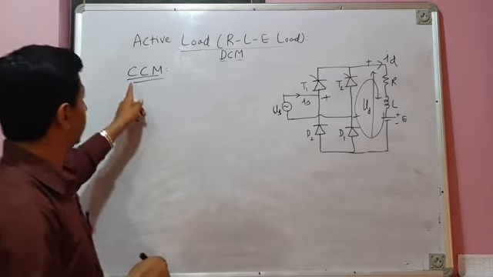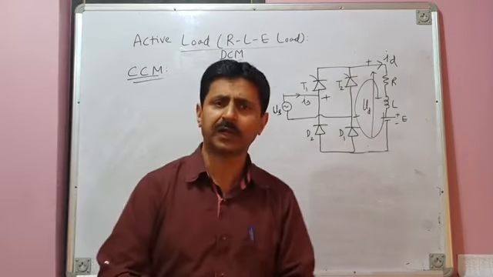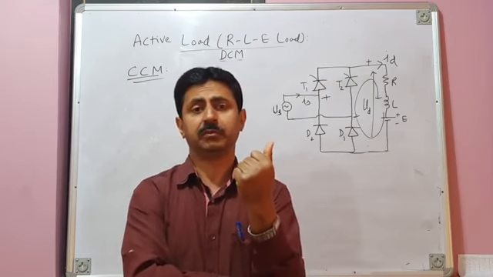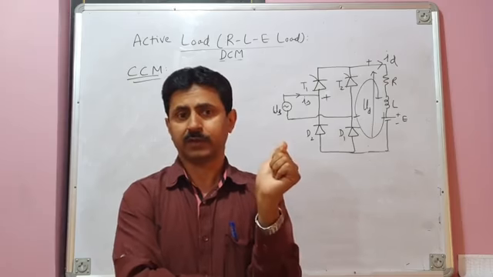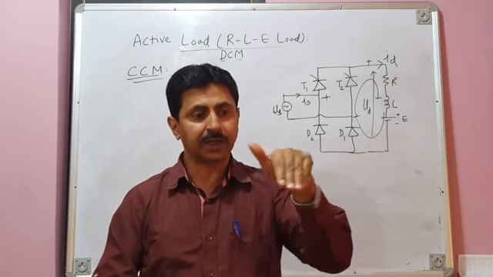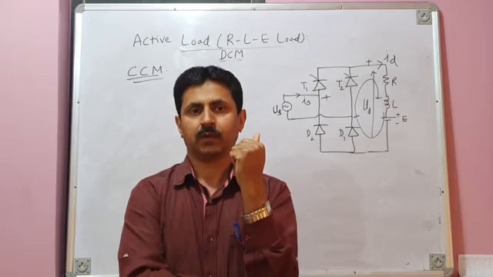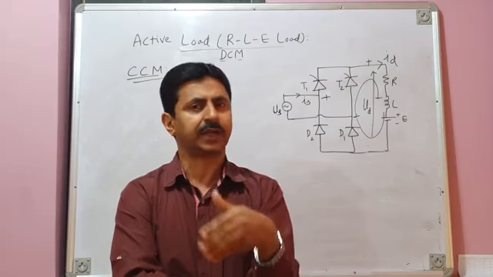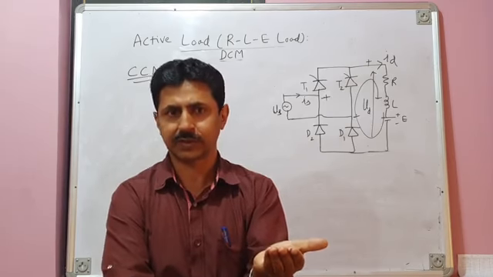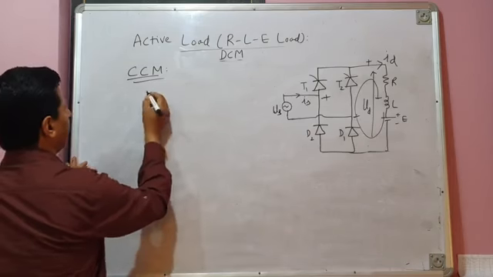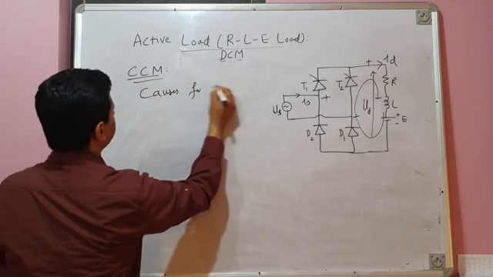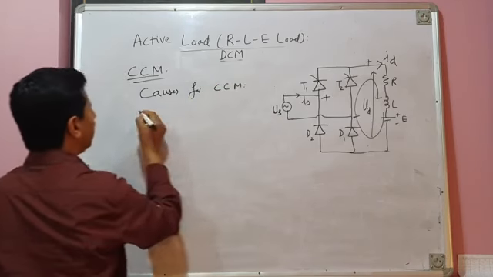Now in continuous conduction mode of operation, we assume that load current never becomes 0. The question is, what are the conditions which will make load current continuous, that is, never becoming 0? There must be certain conditions which will make load current either continuous or discontinuous. So if you look for the causes of continuous conduction mode of operation, various causes can be there.